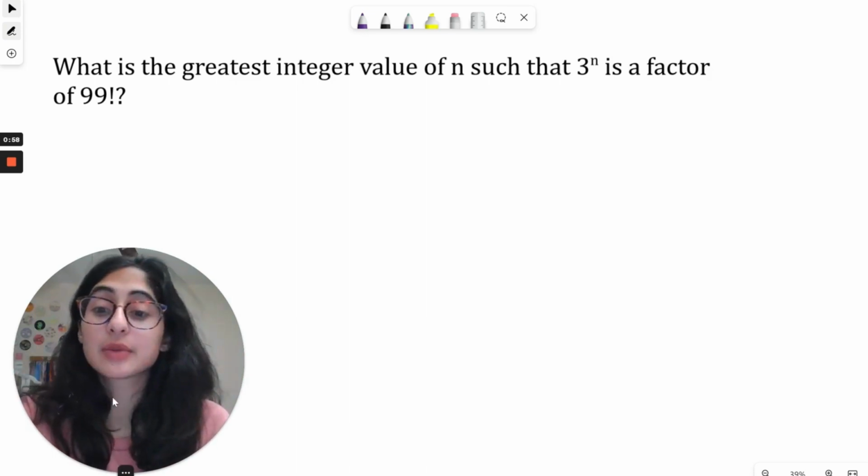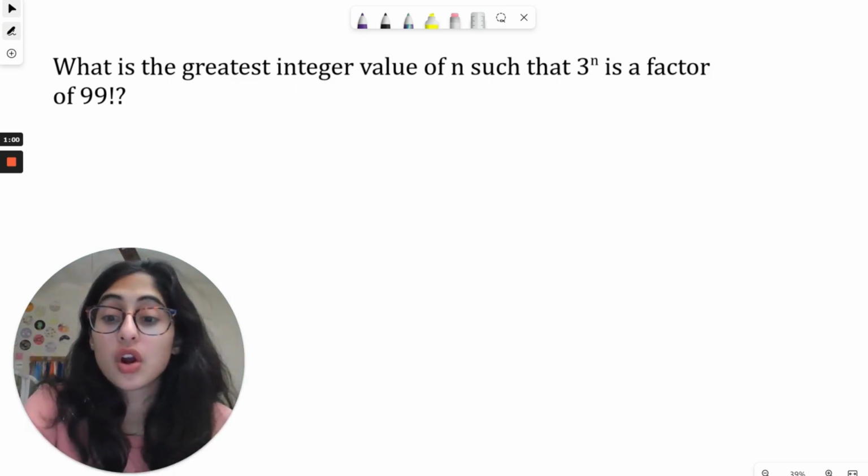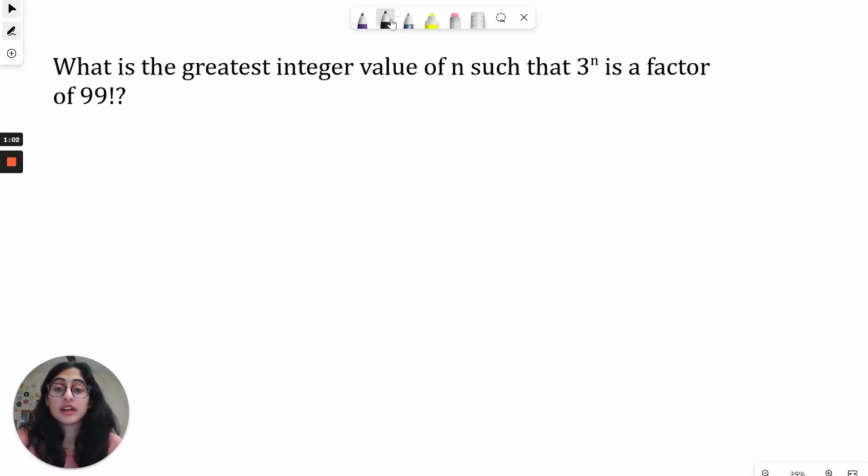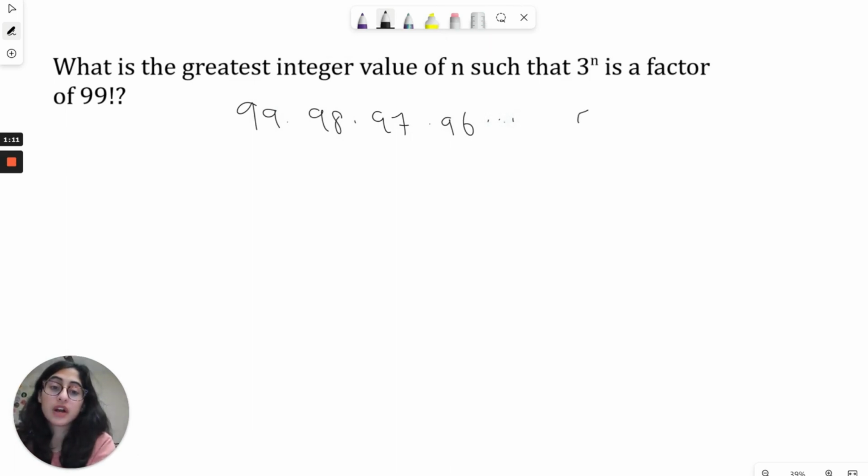So in this case, we're trying to find how many 3's are in 99 factorial. And 99 factorial, like I said, is 99 times 98 times 97 times 96, all the way down to 5 times 4 times 3 times 2 times 1. So how do we find the number of 3's in this? Well, obviously there's one 3 right here, and then there'll be another 3 at 6, and we can keep going, but we're not going to count out all of that.